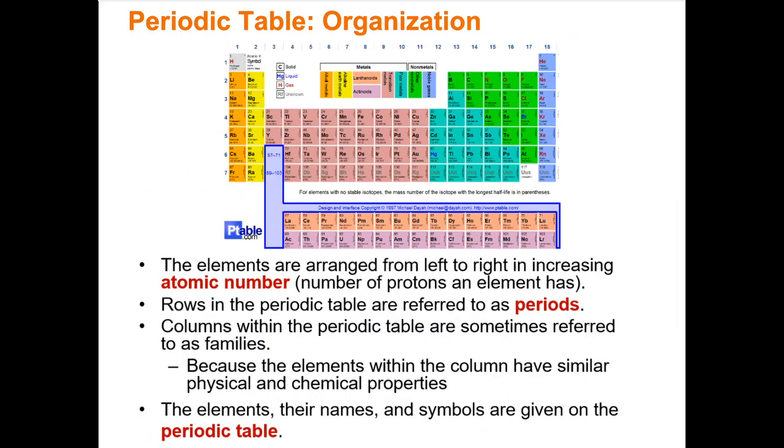Okay, so this is a more modern looking periodic table. The elements are arranged from left to right in increasing atomic number. Rows in the periodic table are referred to as periods. So rows, in other words, going left to right, are periods.